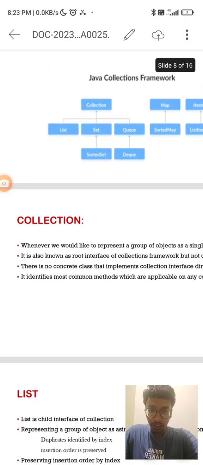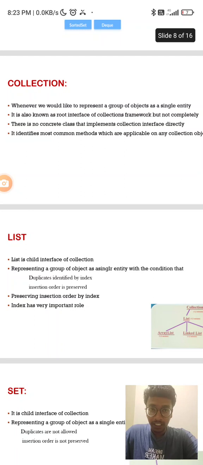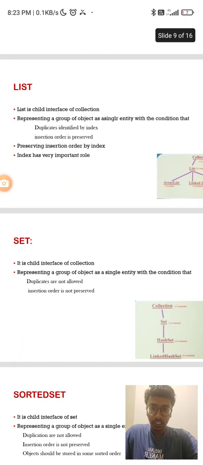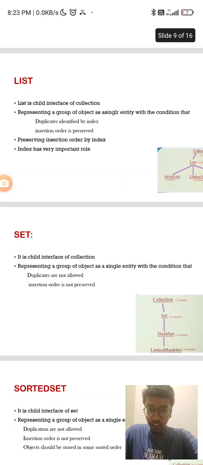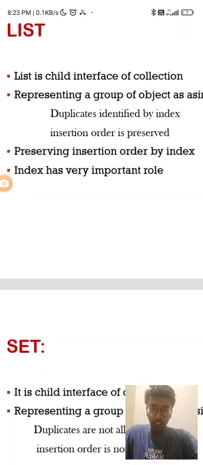Collection is used whenever we would like to represent a group of objects as a single entity. You already know about collection, right? This is given in the collection. We'll skip this and go to the list. List is a child interface of the collection, representing a group of objects as a single entity with the condition that duplicates are allowed, identified by index, and insertion order is preserved. So list is a child of collection.